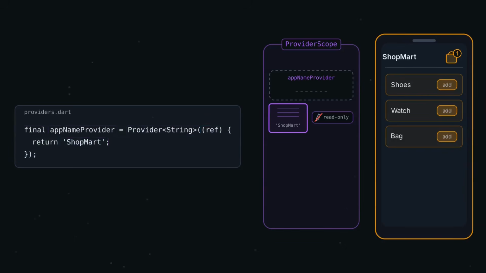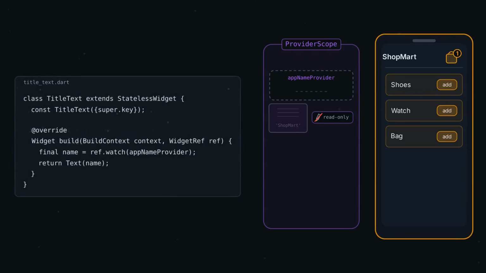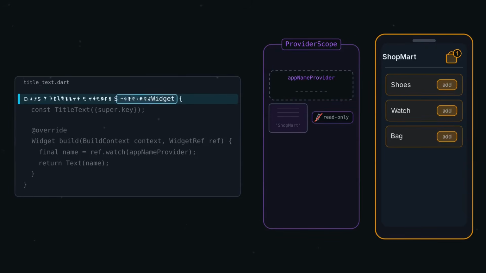One more thing, and it surprises people. The recipe has not run yet. Declaring a provider builds nothing. It runs the first time somebody actually reads it. Now a widget reads it. Look at the class line first. Instead of extending StatelessWidget, we extend ConsumerWidget. That is the only change.